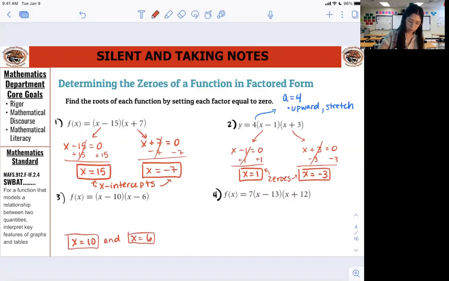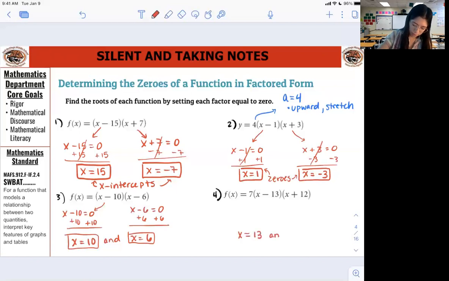But if you want to do it the long way, just set it equal to 0. So x minus 10 equals 0, x minus 6 equals 0. You got to add 10 to both sides. And here you had to add 6 to both sides. And then for number 4, who wants to give me the answers for number 4? X equals 13 and X equals negative 12. Good.